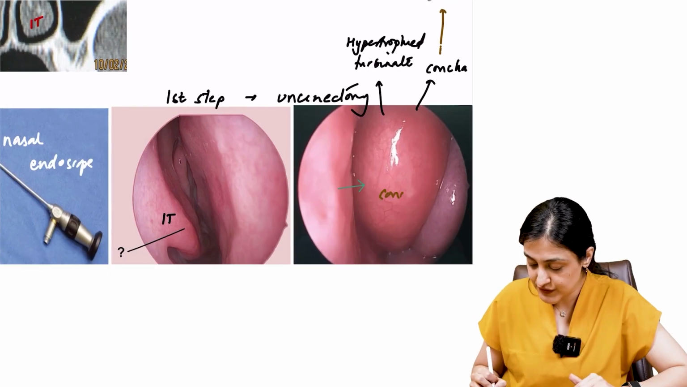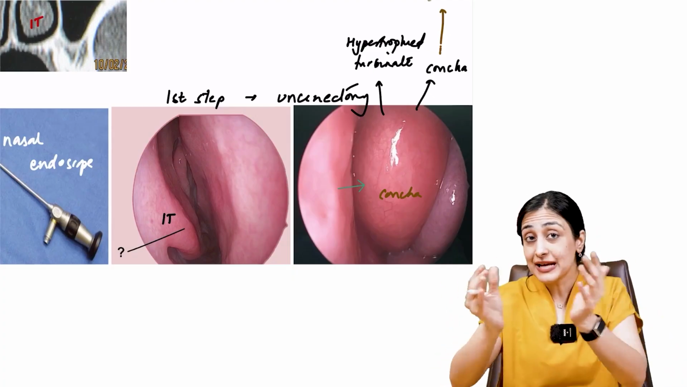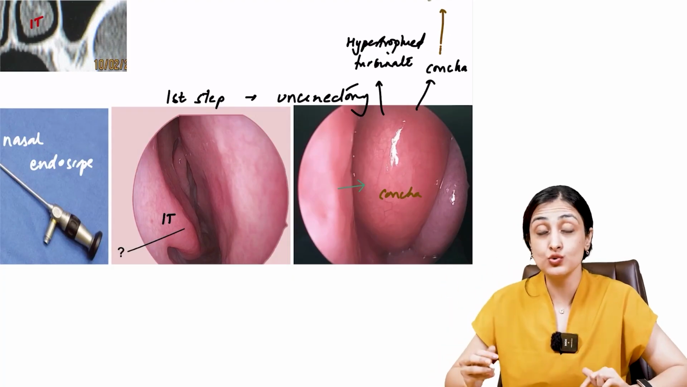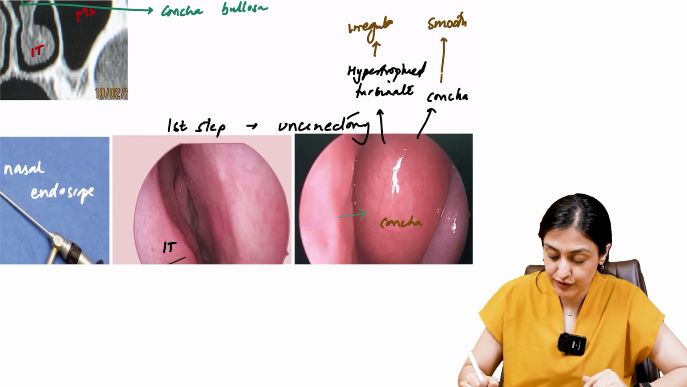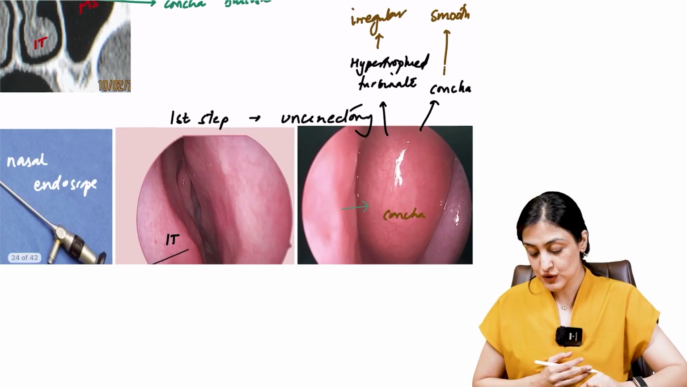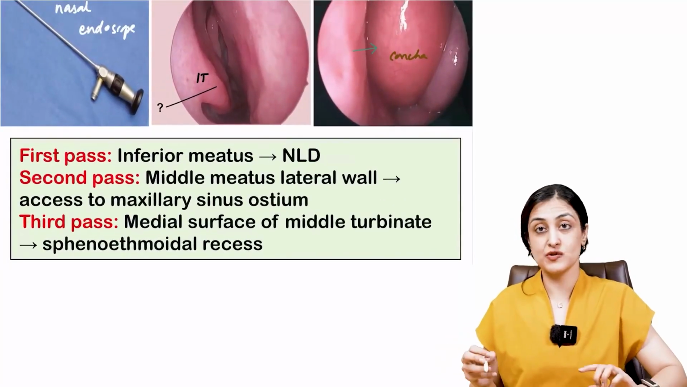So this right here is showing you an endoscopy view of concha bullosa, which may sometimes occlude your view because it's too large. Hypertrophied turbinate will have an irregular sort of appearance. Okay, so this is a few of the images. This is quite extra, not been asked, just a prediction.